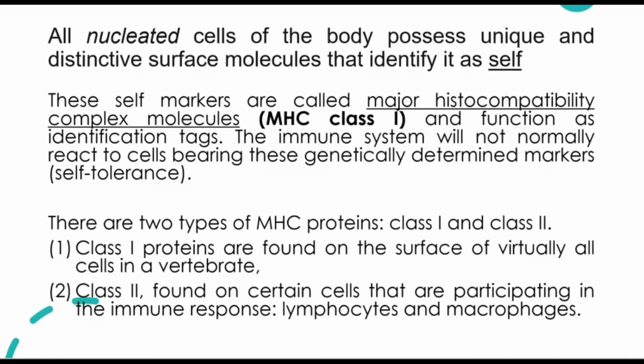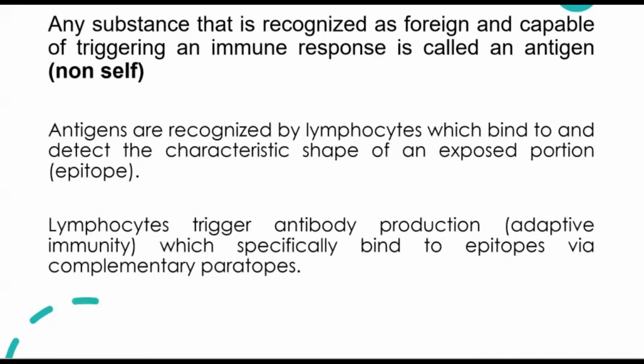Next is the non-self. This is any substance that is recognized as foreign and capable of triggering an immune response. Here, the antigen is involved, since antigens are recognized by lymphocytes, which bind to and detect the characteristic shape of an exposed portion. The exposed portion is the epitope. You will see later on, in the overview of the cellular signaling cascade during immunity, how I explain the epitope. So lymphocytes trigger antibody production. This is adaptive immunity, which specifically binds to epitopes via complementary paratopes.